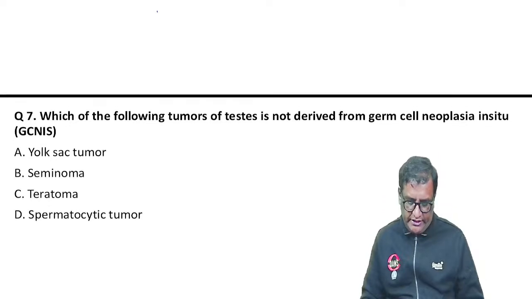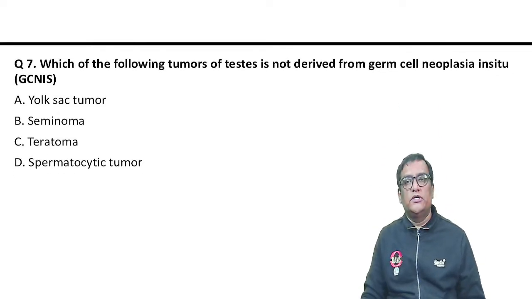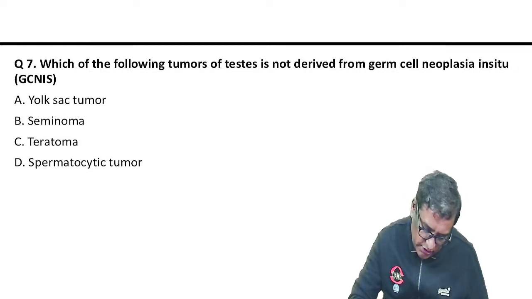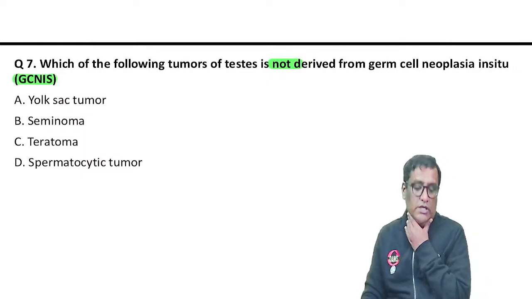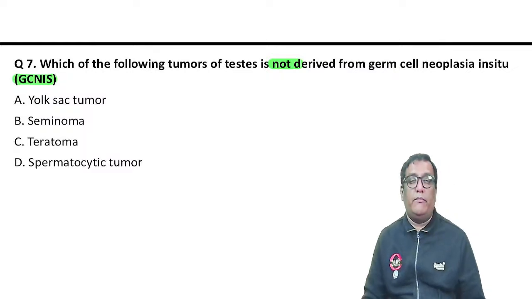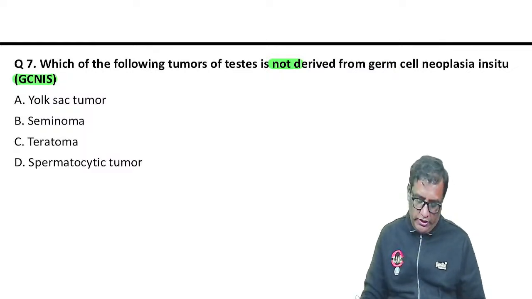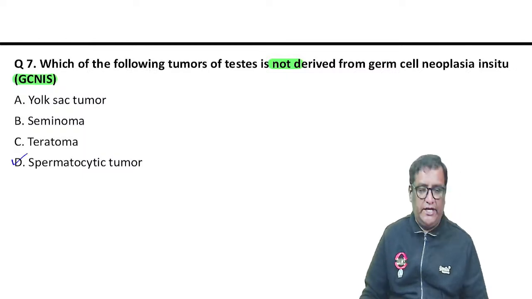Okay. Next, question number 7. Which of the following tumors of testis? So this is a one-liner question. Which of the following tumors of testis is not derived from GCNIS? Note the word is not derived from GCNIS. Options: yolk sac tumor, seminoma, teratoma, spermatocytic tumor. So in this, the one best answer would be spermatocytic tumor.